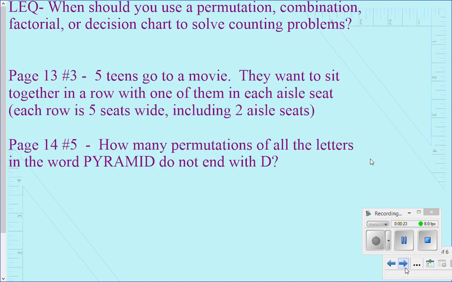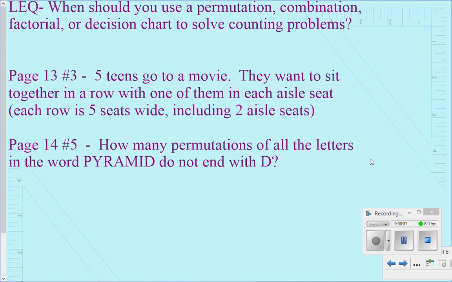So we started with problem number 3 on page 13 in your packet, so take a moment and look at that. So 5 teens go to a movie. They want to sit together in a row with one of them in each aisle seat. Each row is 5 seats wide, including 2 aisle seats.